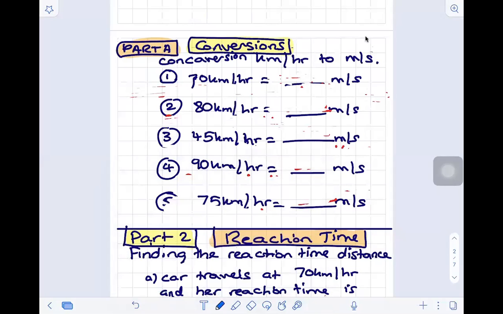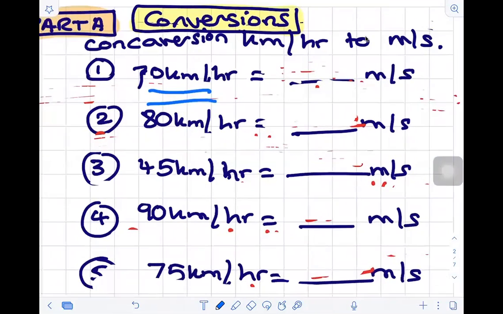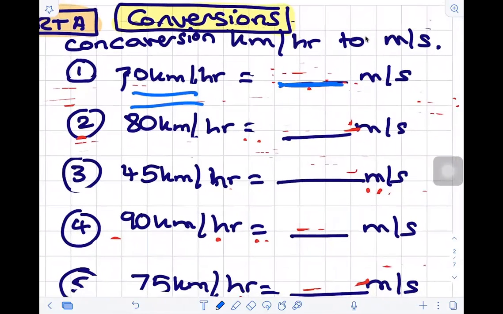Okay, so first of all, let's just look at converting between kilometres per hour and changing something to metres per second. Because in order to get the stopping distance, we need to do that in metres. So if our speed is in kilometres per hour, then we're going to have to change from kilometres per hour to metres per second.